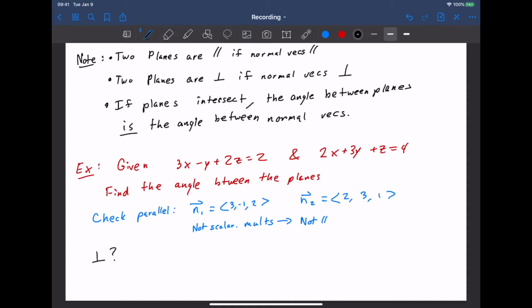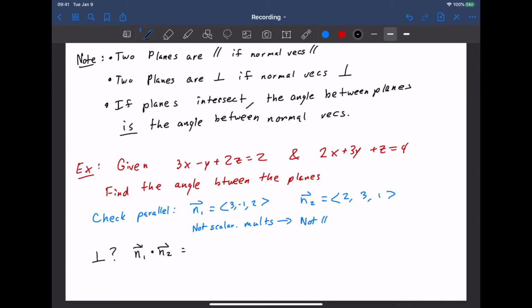How do you check perpendicular? How do you check orthogonality in this class? We would check it by doing n1 dot product with n2. To check parallel, you could check the cross product. It's going to take a while though, right? And what do you get if they're perpendicular? What would this output be if it was perpendicular?